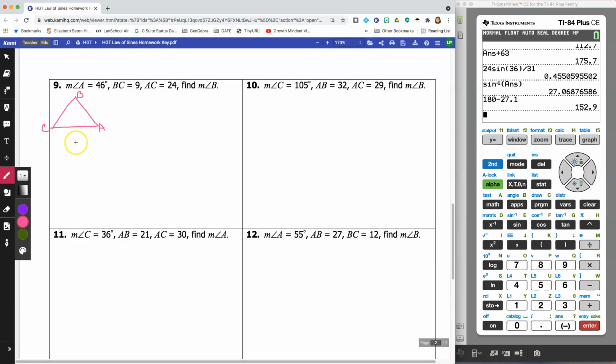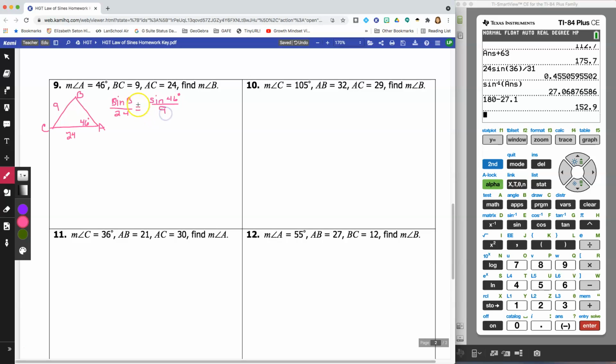Remember, you can draw that triangle in any order you want. So the measure of angle A is 46 degrees. Side BC has a length of 9, so that's the length opposite angle A. And segment AC has a length of 24, and I want to find the measure of angle B. So I know that the sine of angle B over 24 is equal to the sine of 46 degrees over 9.